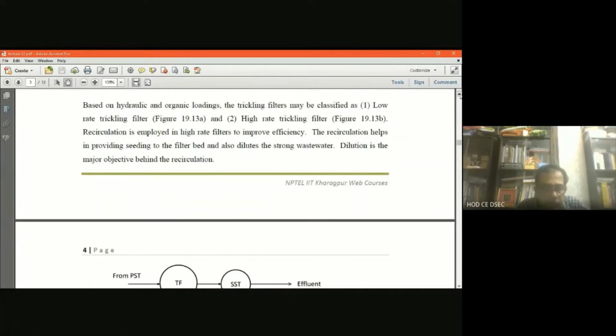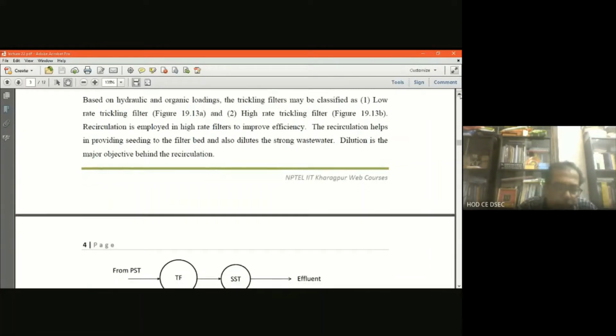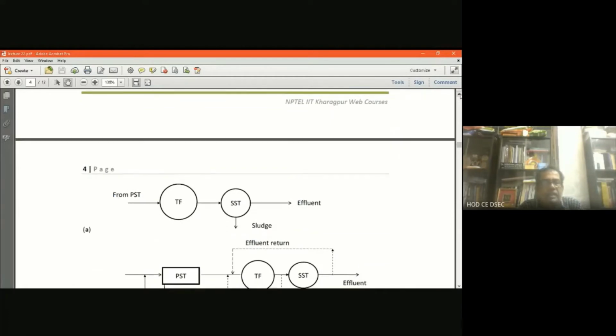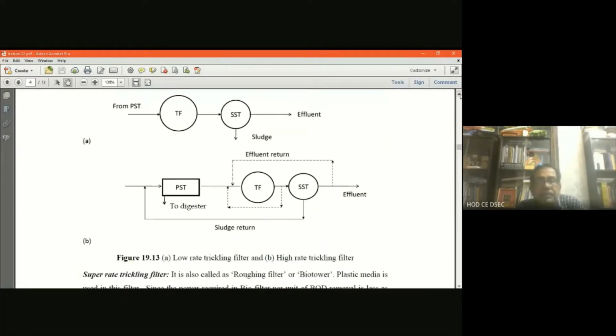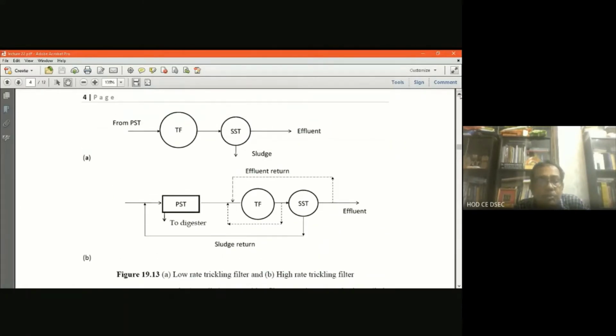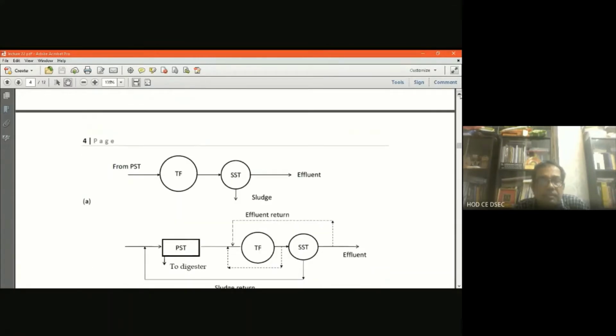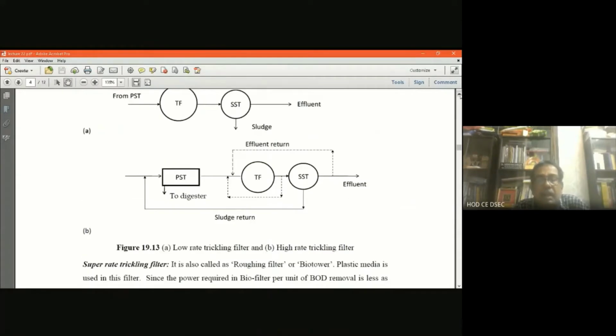I'll give you some examples of problems on how we can design the tank. Before that, I must show you the two figures, that is the low rate trickling filter and the high rate trickling filter. See the two schematic diagrams.